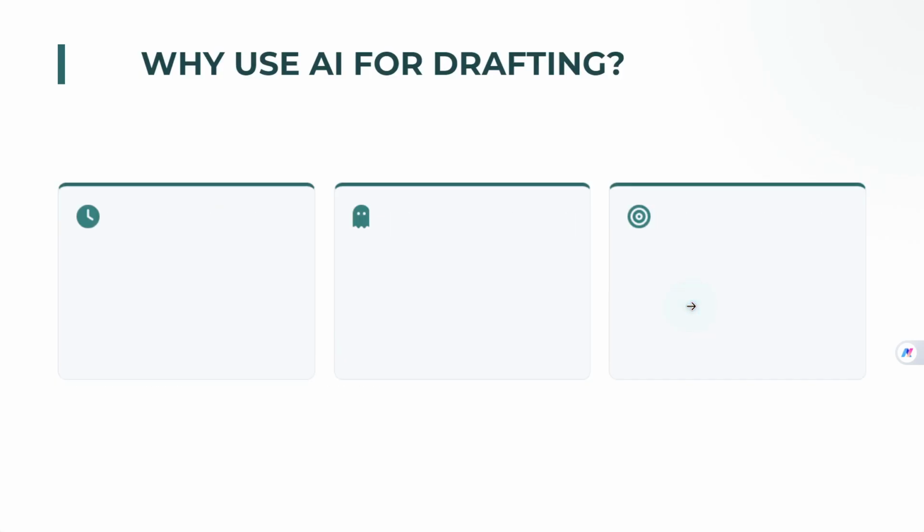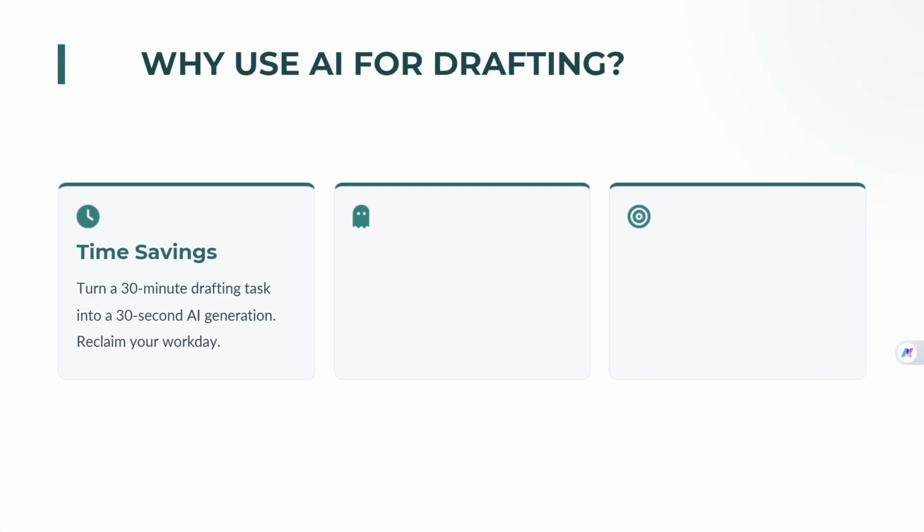Next, why use AI for report drafting? Let's start with why this matters in your daily work. First, time saving. Professional communication consumes a significant portion of your workday. Drafting a well-structured email from scratch can take 30 minutes or more. AI can generate a first draft in seconds.